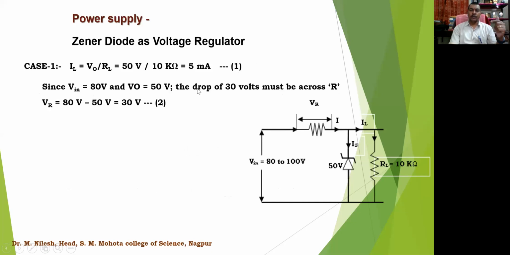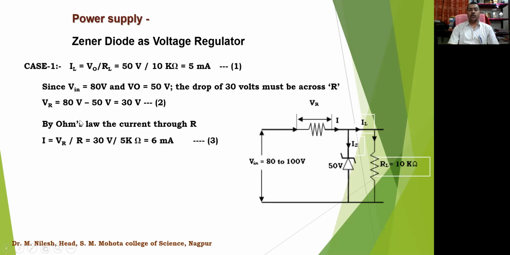This is equation number 1. Now since V in is equal to 80 volt and output voltage should remain at 50 volts. So the total voltage is 80, output voltage is 50. So the net voltage that is to drop across the series resistance should come out to be 30 volts. So the 30 volts is to drop across this series resistance, right?